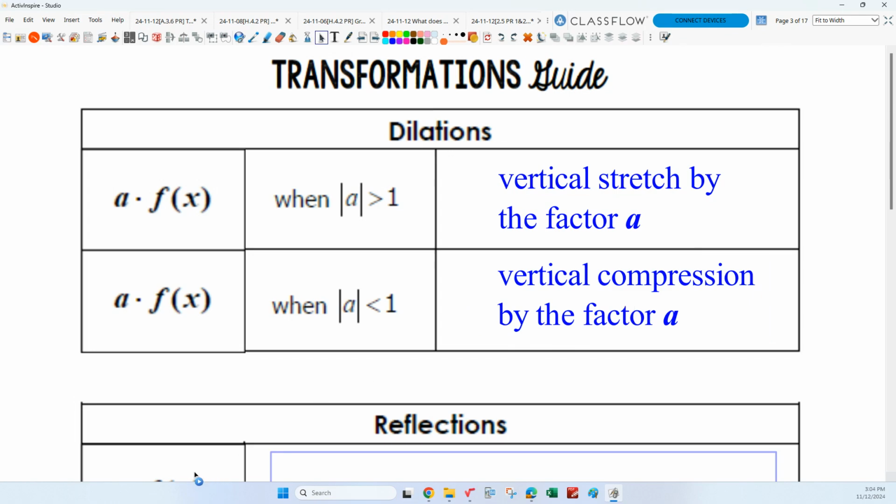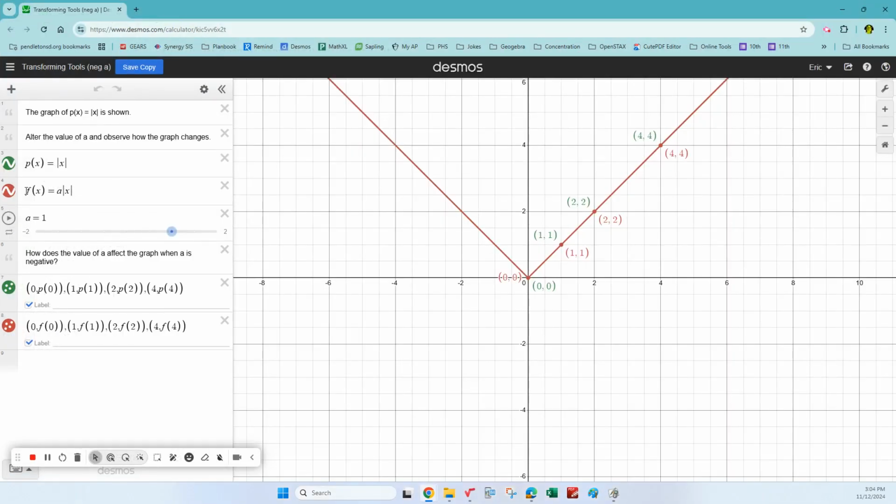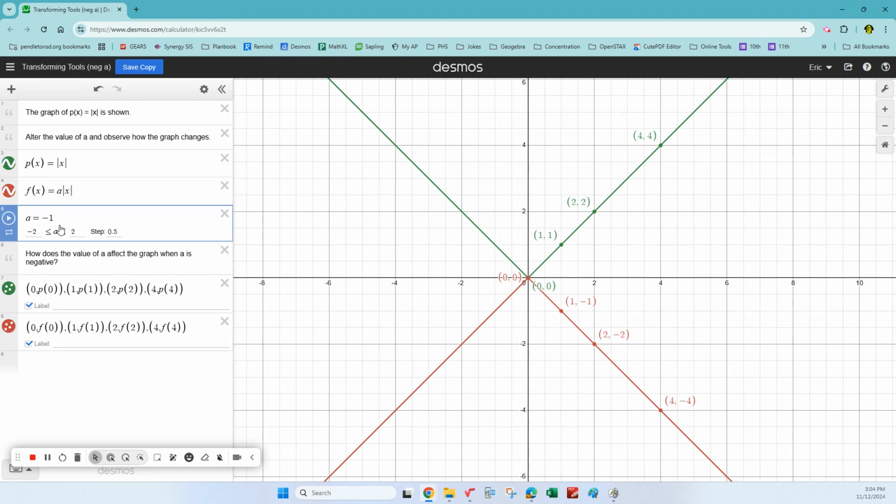All right, make another prediction for me here. What's going to happen if I make a negative? What do you think it's going to do? Like, what happens if I make the value of a -1? What do you think is going to happen? It's going to flip it. Okay, let's try that. Yeah, look what it did. Okay, and now it opens downward instead. What if I make it -2? What's it going to do? The negative part's going to flip it or reflect it. What's the 2 part going to do? Is it going to stretch it or compress it? Stretch it, yeah, absolutely.